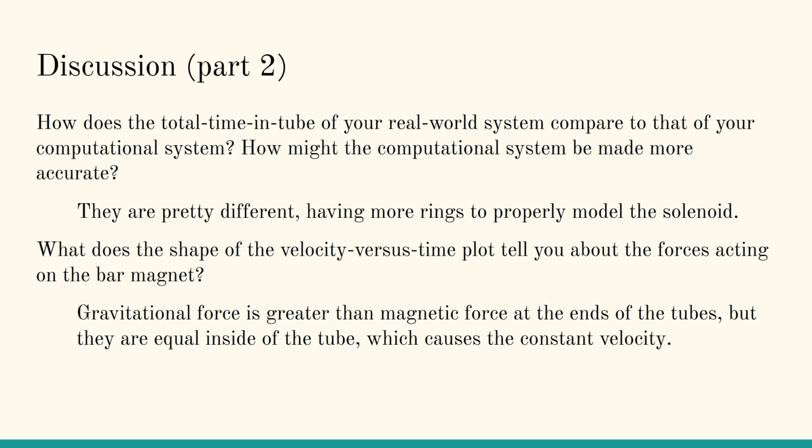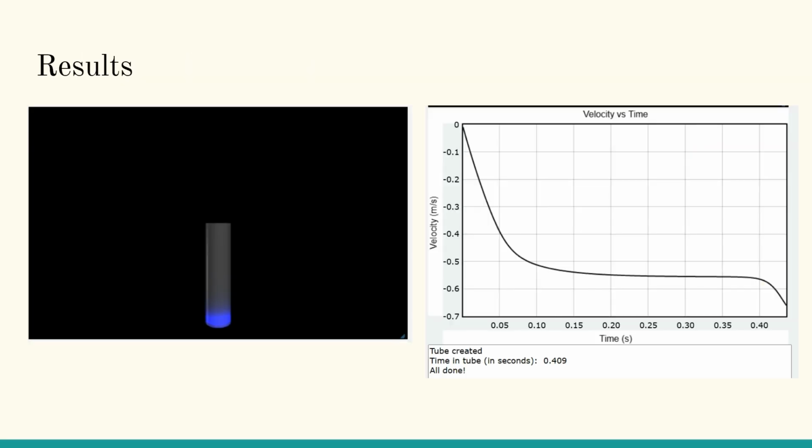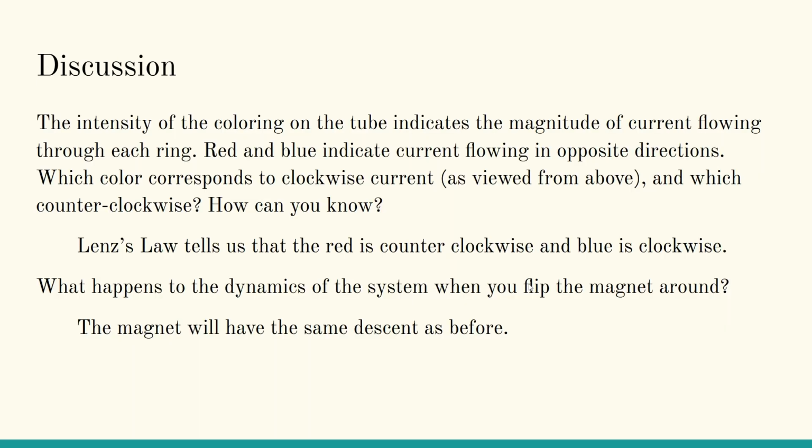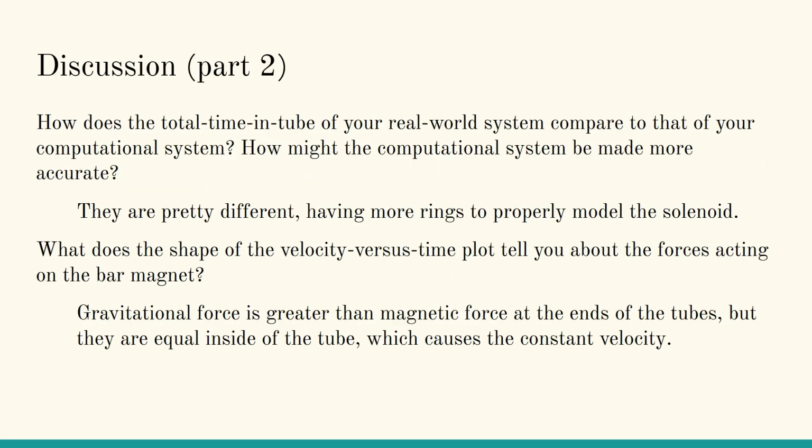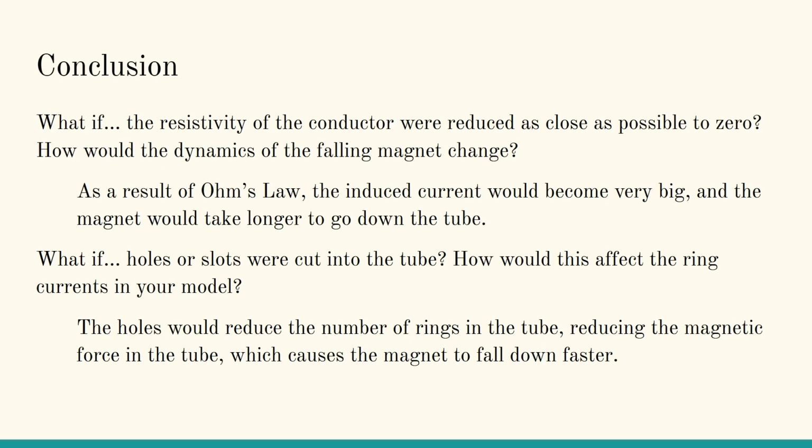And then, what does the shape of the velocity versus time plot tell you about the forces acting on the bar magnet? Gravitational force is greater than magnetic force at the ends of the tube, which is why we have these areas of non-constant velocity. But once it's inside the tube, they're equal, and that's why we have a constant velocity.